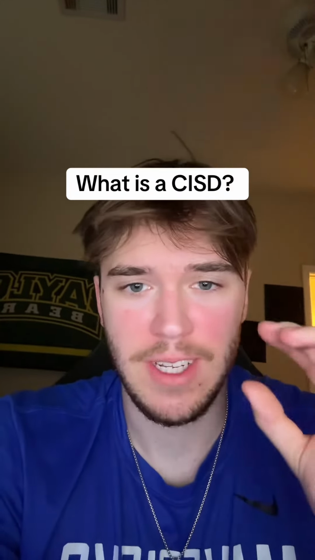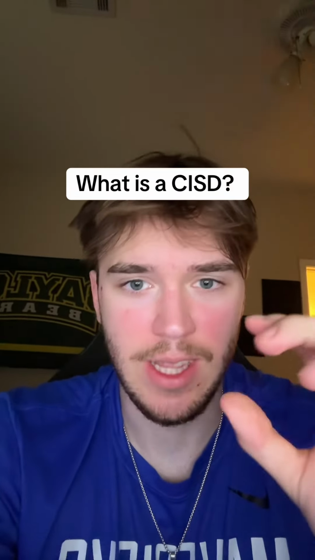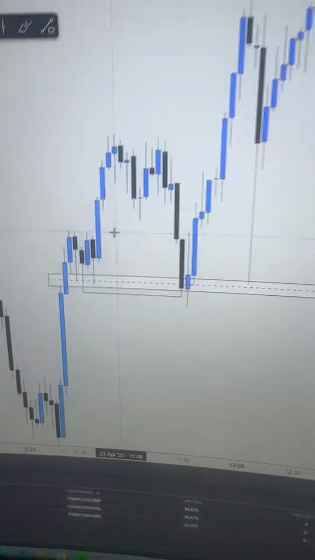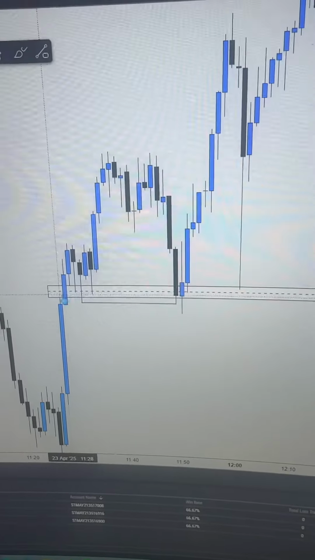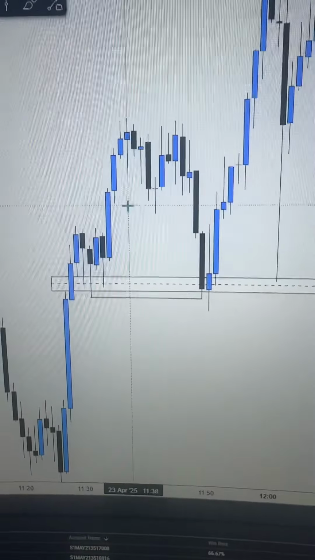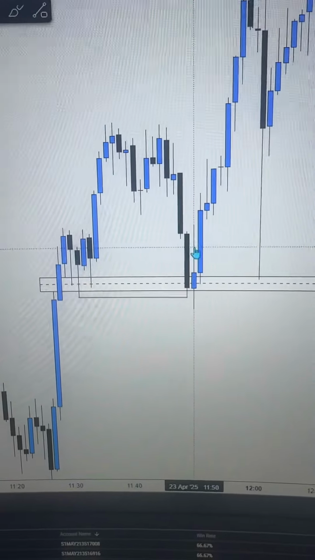First thing we need to do is find a series of candles that tapped into a key level. And these candles need to be the same color. Right here we have two key levels, this fair value gap and this draw on liquidity. The series of candles that tapped into these key levels are these two black candles right here.